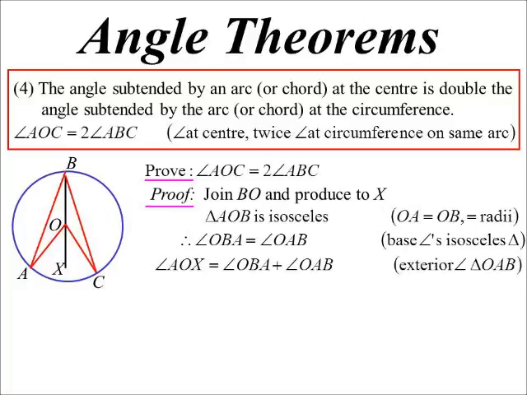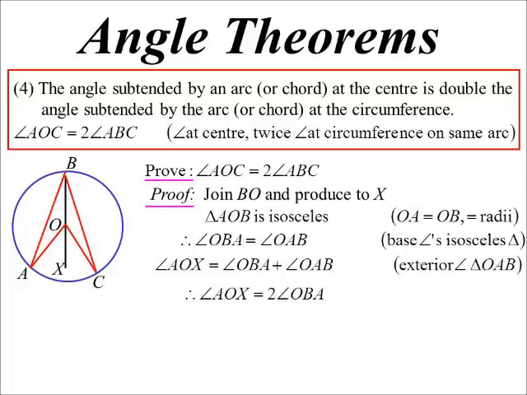Now, AOX is the exterior angle of triangle AOB. So it will equal those two angles added together. But they are the same size. So instead of saying OBA plus OAB, I could say twice OBA. So I now know angle AOX is twice OBA.